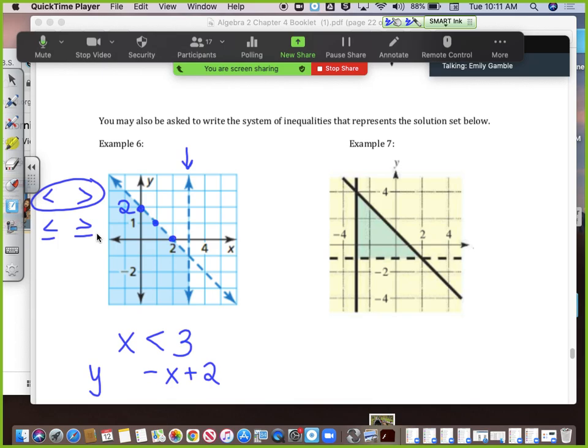And then this is where it gets a little bit confusing. For a vertical or horizontal line, it's easy to see less than or greater than because it's literally going to be either less than that number or greater than that number, which is either going to be to the left, to the right, or above or below.